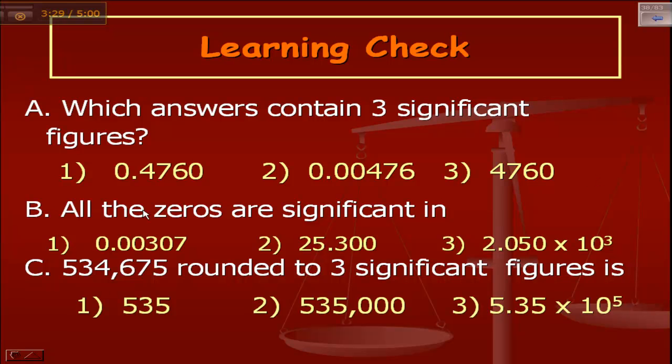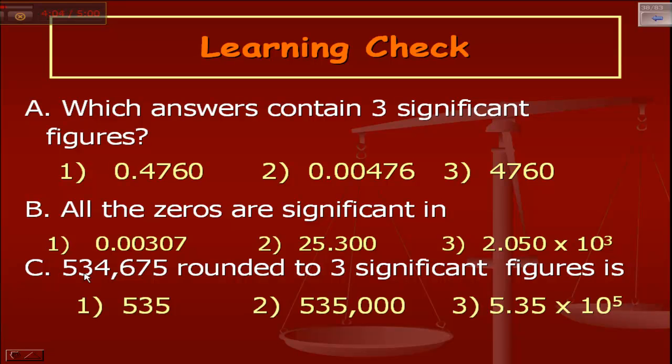In B, are all the zeros significant? Not number 1, because we have leading zeros. In number 2, yes they are because we have final zeros after the decimal. And in number 3, yes they are because we ignore this part here. Scientific notation also helps us to determine how many significant figures we have. You always include all significant figures in scientific notation. So these zeros are both significant. They're final and a sandwich.